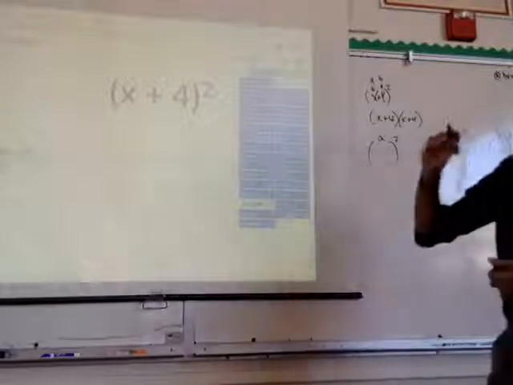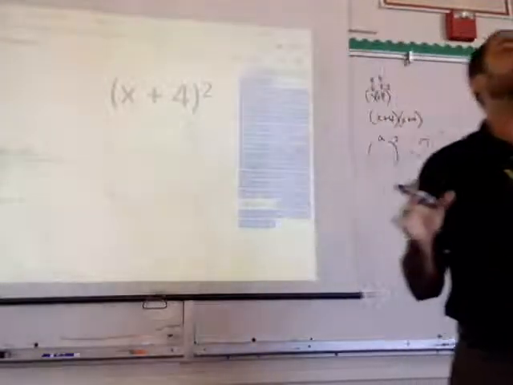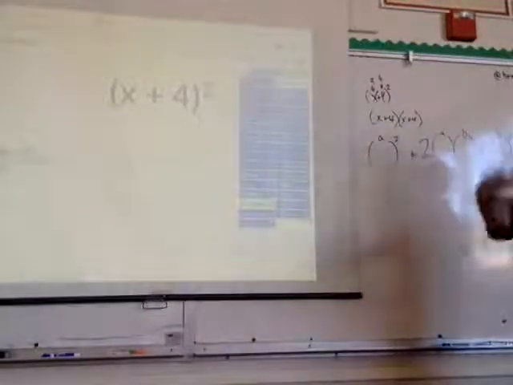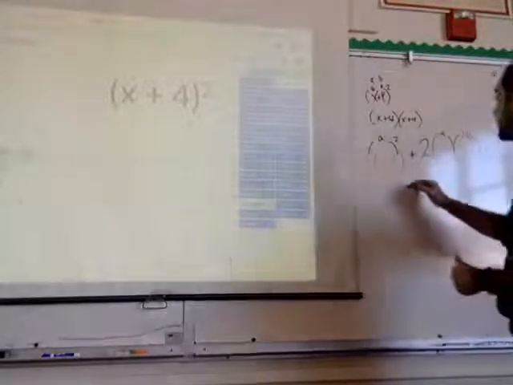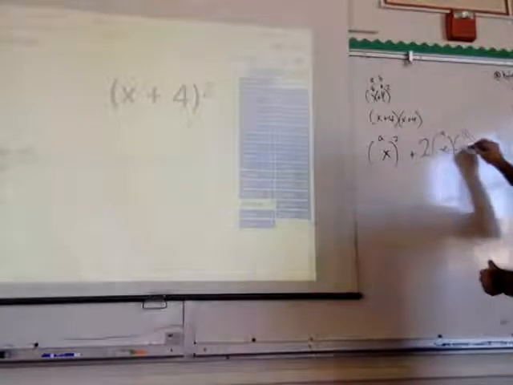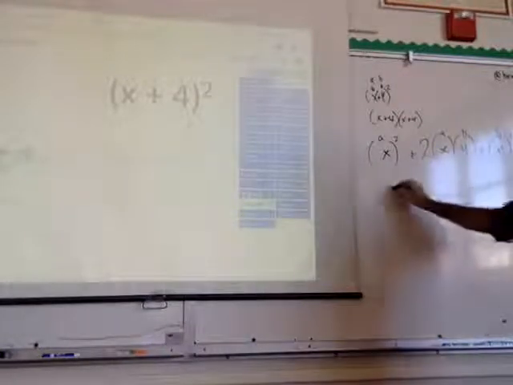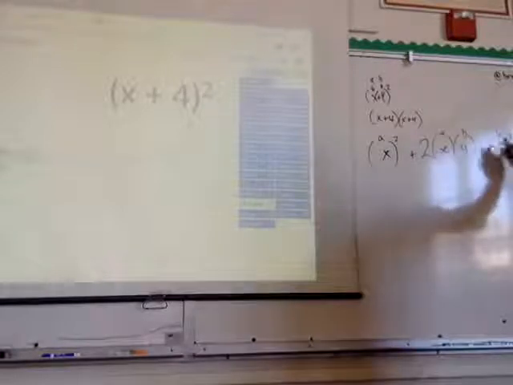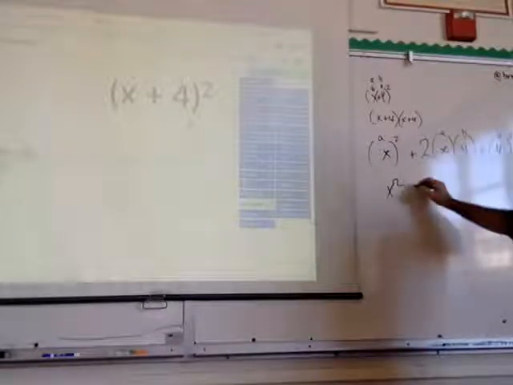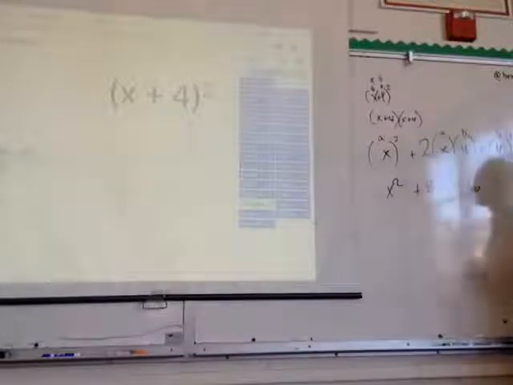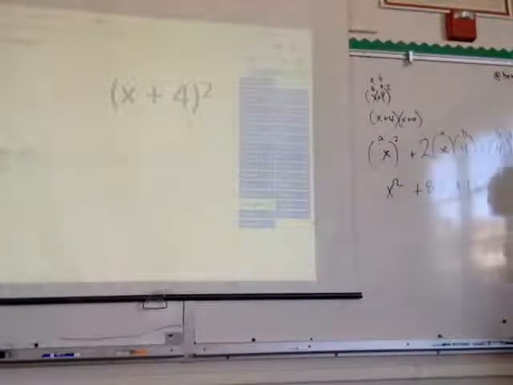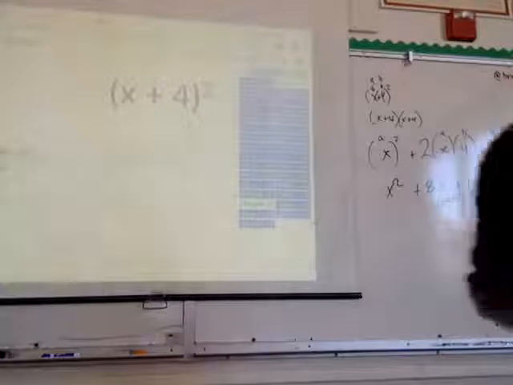But remember, for tomorrow, it's a 100% possibility because you can always double check yourself. You go back in the circle. Instead of expand, you factor. Instead of factor, expand. See if you got back to where you started. So x squared, plus 8x, plus 16. Good so far?